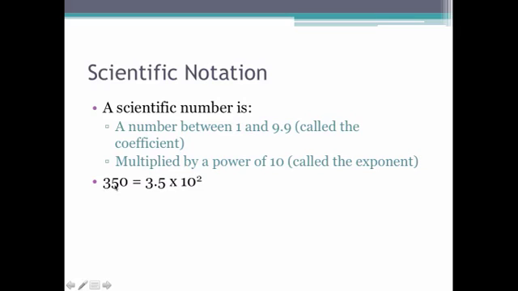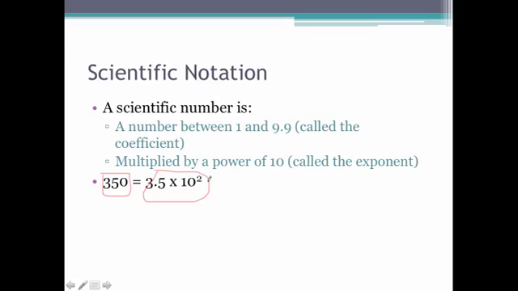Here's one here. We look at the number 350. We have to write in the coefficient. Well, it will be 3.5. And then the exponent. Now we want this number here to equal this number here, because that's what we're saying is going on. So what have I got to multiply 3.5 by in order to get 350? Well, the answer is 100.